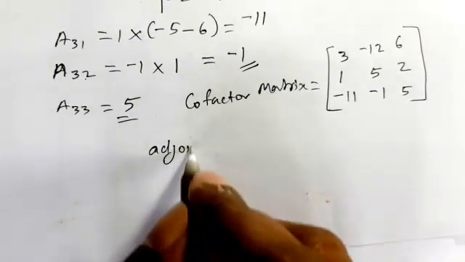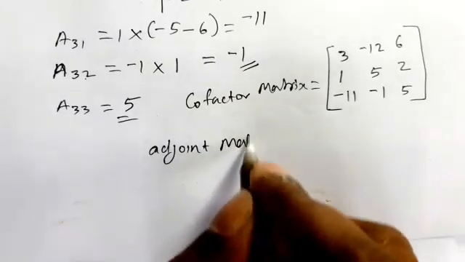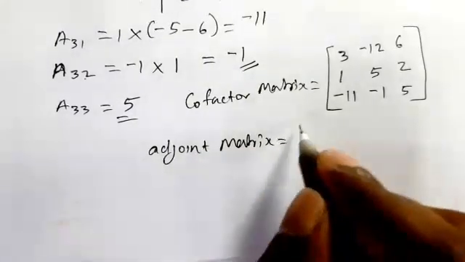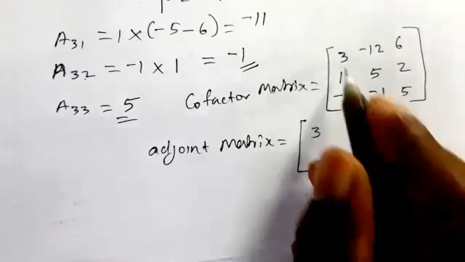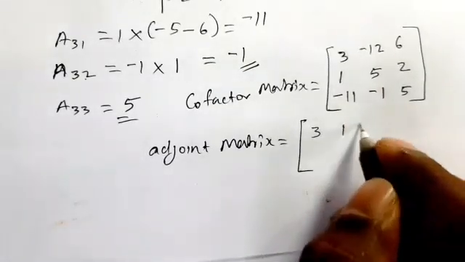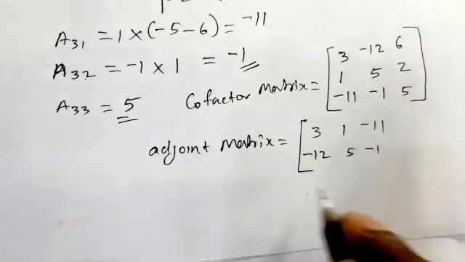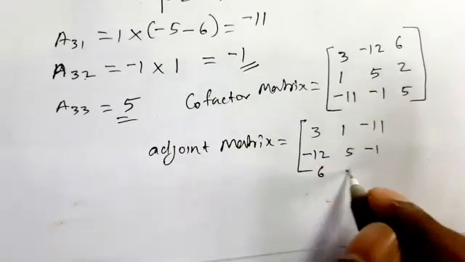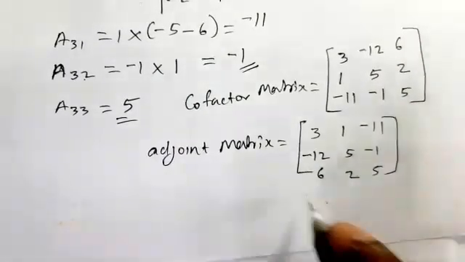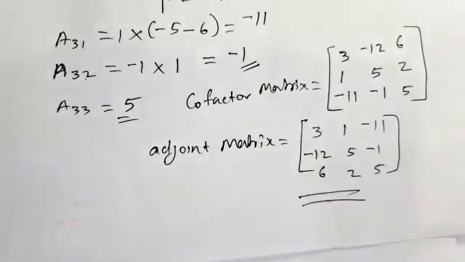Now it is very easy to find the adjoint of this matrix. The adjoint matrix is equal to the transpose of this. So the first column will become the first row: 3, 1, minus 11; minus 12, 5, minus 1; 6, 2, 5. This is the adjoint matrix.